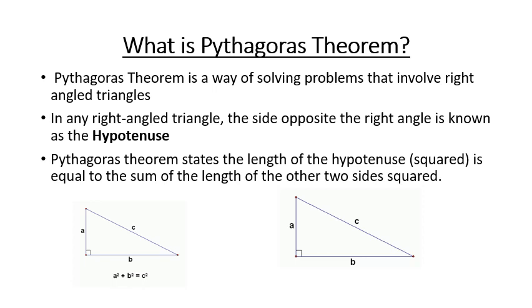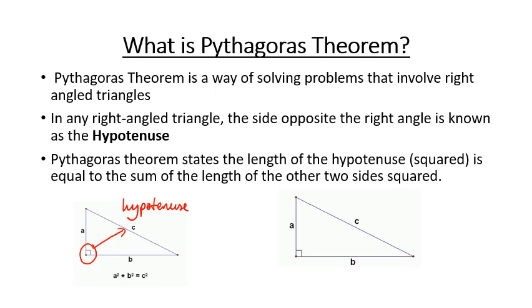So in a right-angled triangle, the side opposite the right angle is known as the hypotenuse. So in our picture on the left, we've got our right angle, so the side opposite our right angle is known as the hypotenuse. That's very important that you understand that. Essentially, Pythagorean theorem states that the length of the hypotenuse squared is equal to the sum of the length of the other two sides squared.